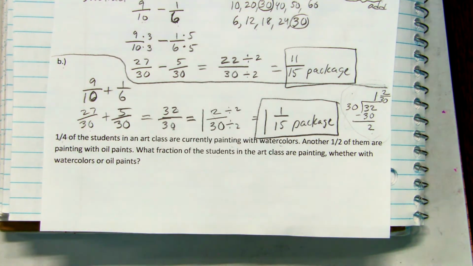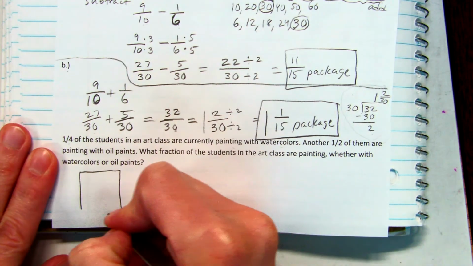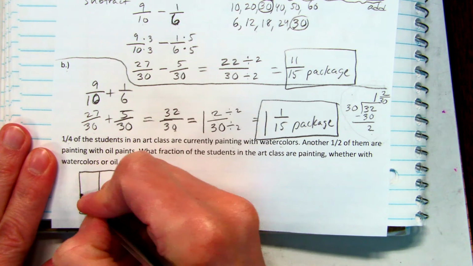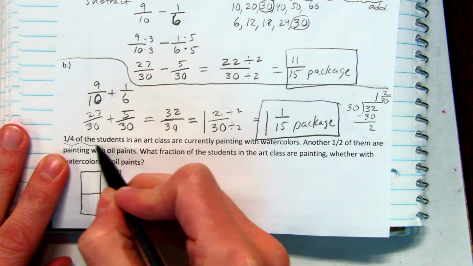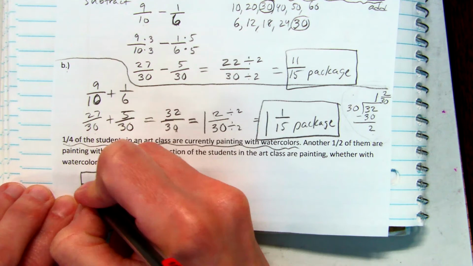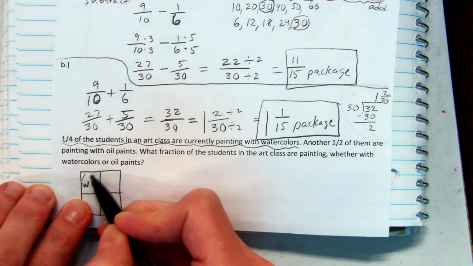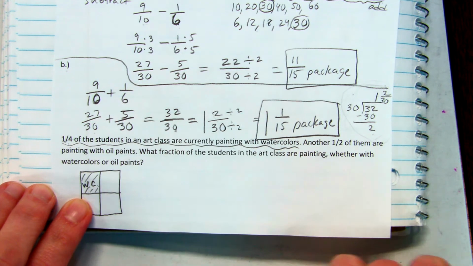Do you guys want to use a square or a circle? What do you think? Square. Square, okay. So I'm going to draw a square. And then I'm going to divide it into fourths because 1/4 of the students in art class are currently painting with watercolors. I don't want to write watercolors in there. I'm going to do WC for watercolors right there. So this is the kids painting with watercolors.